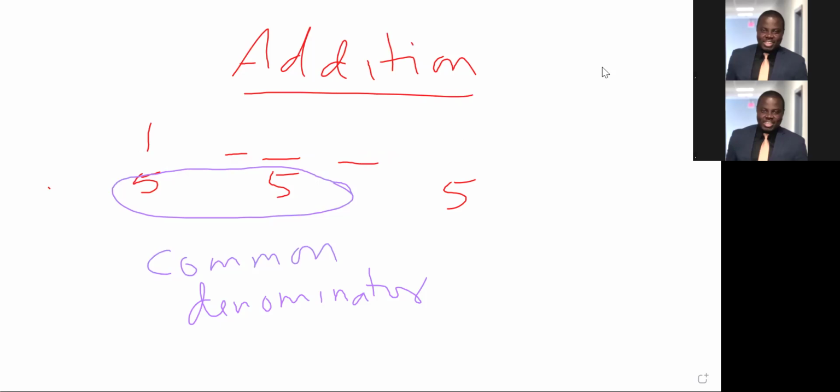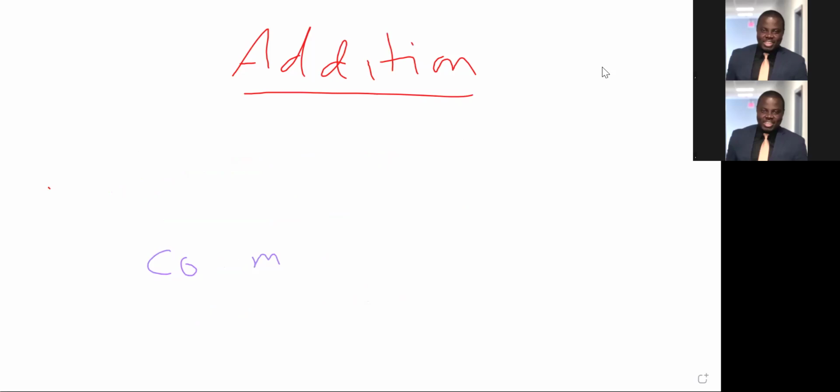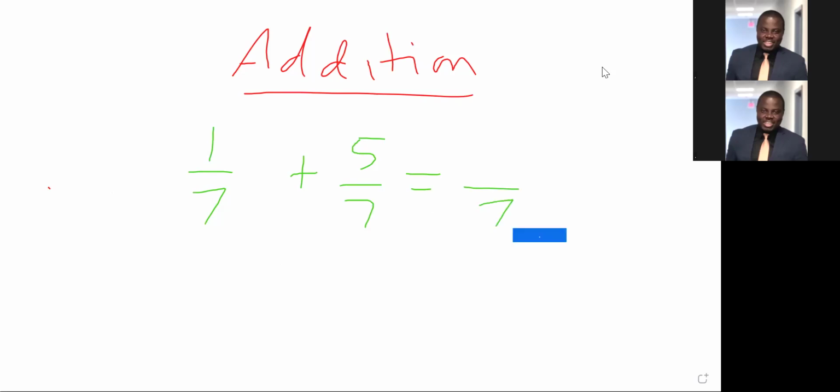All right, another one. So let's say we have 1/7 plus 5/7. Again, you've got a common denominator, so you've got 7, and then on top, you've got 6. Yay! Boom, you're done. So with common denominators, it works very well by only looking at the numerators. Just look at the numerators and then you're done.